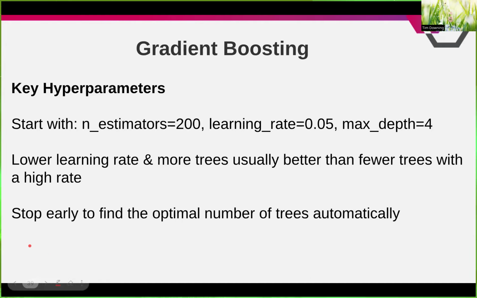So we're going to think about the hyperparameters that are associated with this task for us: the number of estimators, the learning rate, and the maximum depth, as well as the number of trees that we want. And what we should be aware of is that having a lower learning rate, basically a slower speed of regression, and more trees is generally better than having fewer trees with a higher learning rate.